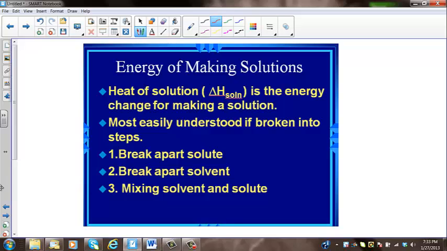Okay, let's talk about the energy of making solutions. The heat of solution, the delta H of solution, is the energy change for making a solution. And there's a couple of steps that have to happen in order to calculate the overall delta H of solution. First we have to break apart the solute, then we have to break apart the solvent, and then we have to mix the solute and the solvent.